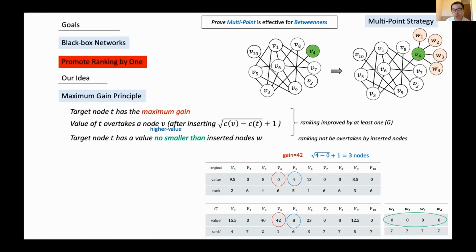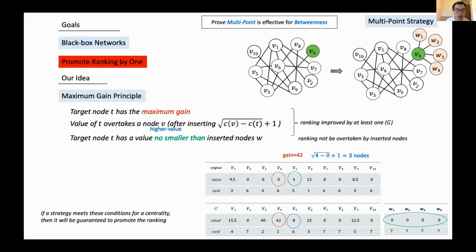And this ensures the ranking will not be overtaken by inserted nodes. Then we can prove that if a strategy meets these 3 conditions for centrality, then it is guaranteed to promote the ranking. And this answers the question of why we can prove that the multi-point strategy is effective for betweenness.